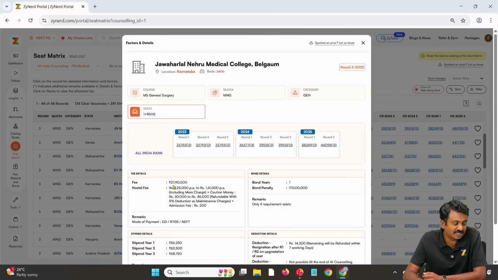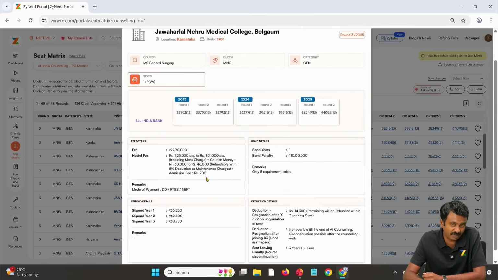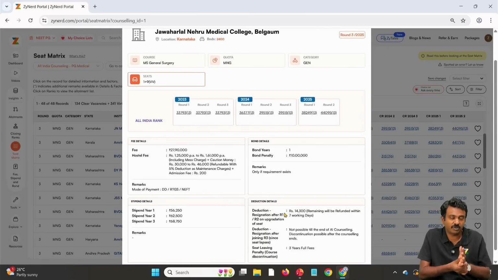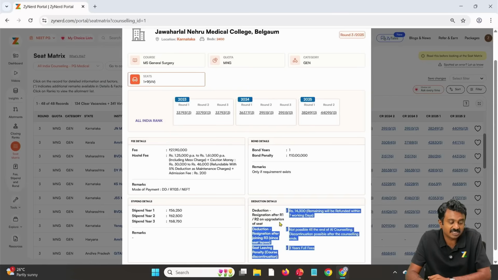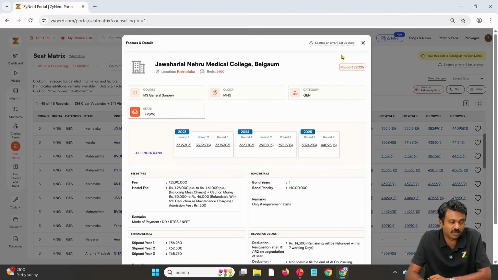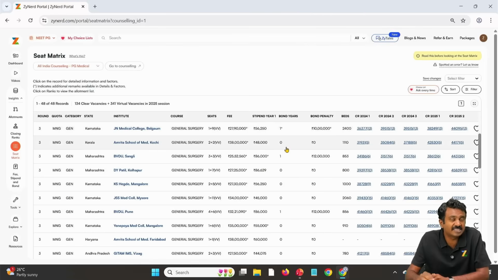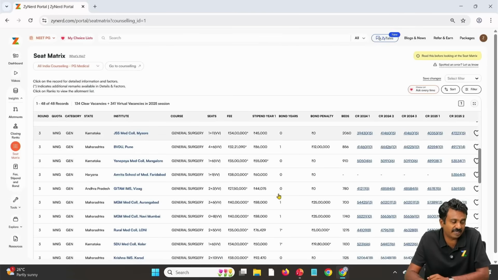You go in, you will see further details on hostel fee, wherever we could collate it, how you are supposed to pay the fee, and what the actual stipend paid is. Some deemed universities, even though they commit to 48,000, 50,000 stipend, offer only a very minimal amount. So you need to look at that, and you will also see deductions. And in case you join and then quit the seat at a later point in time, a 3-year penalty may need to be paid.